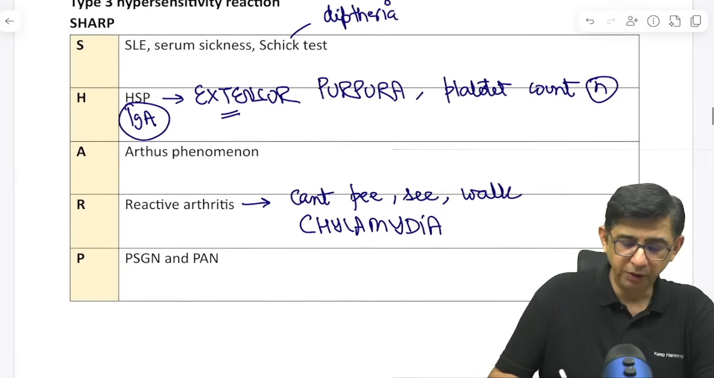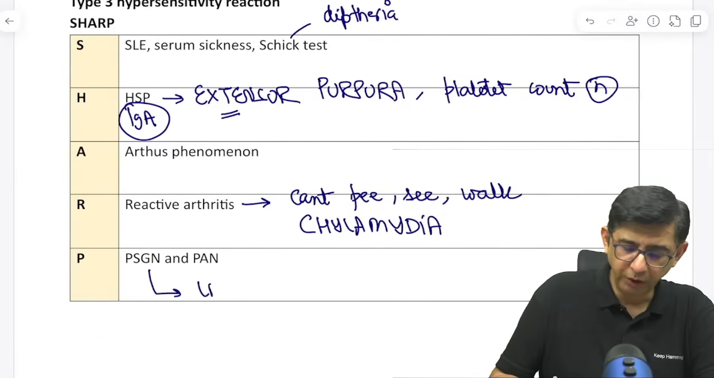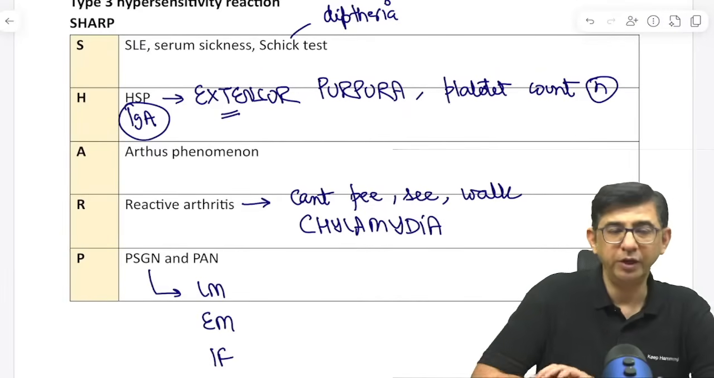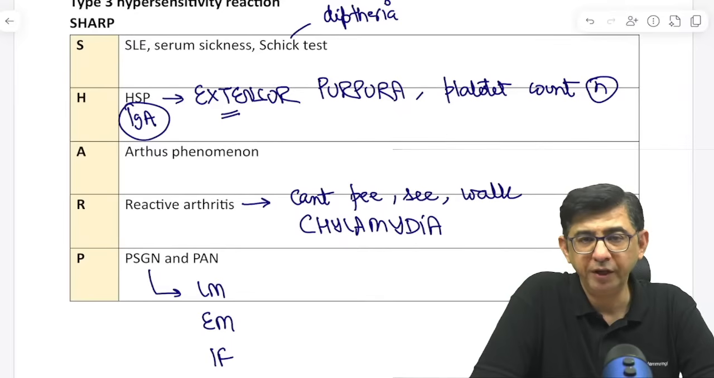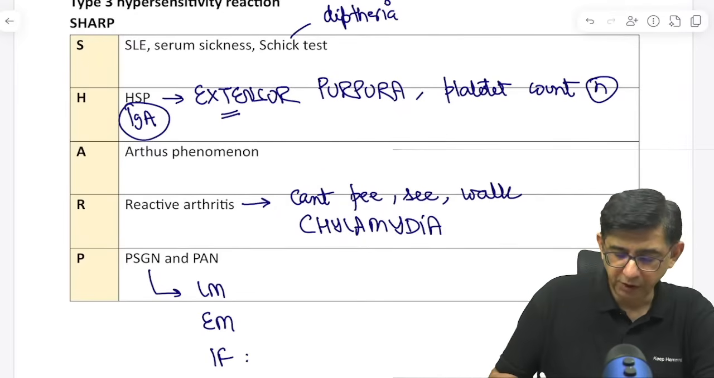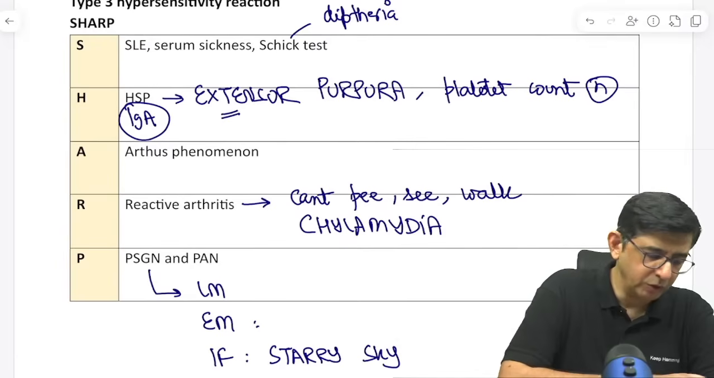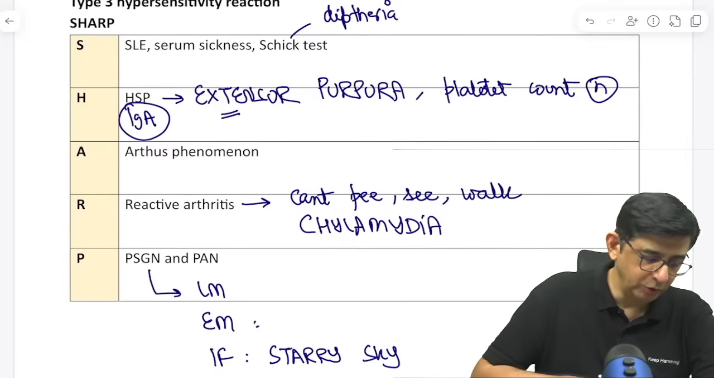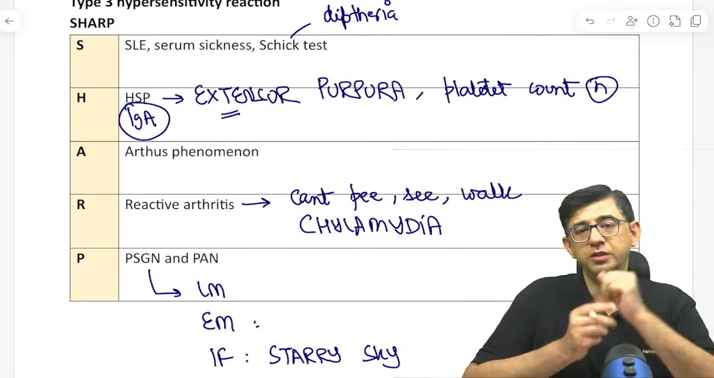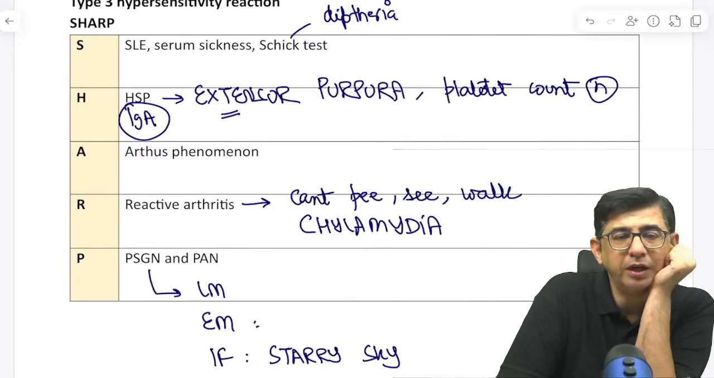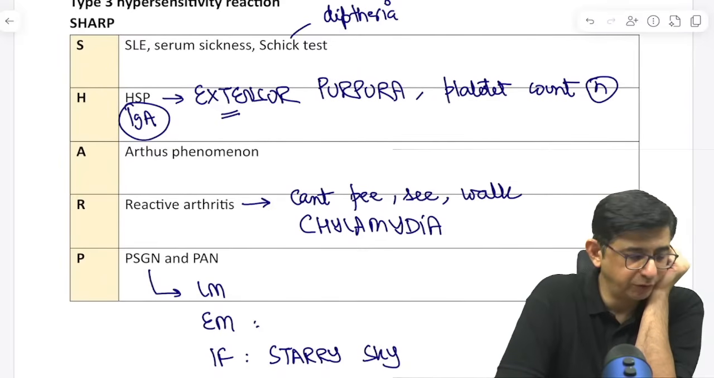The next example is PSGN, post-streptococcal glomerulonephritis. Though we have discussed it, I would still request you to let me know regarding the light microscopy finding of PSGN, electron microscopy, and immunofluorescence finding. Immunofluorescence I will write because that is very easy. Starry sky. Can you tell me the electron microscopy and then subsequently the light microscopy finding here of PSGN? They always ask about it.